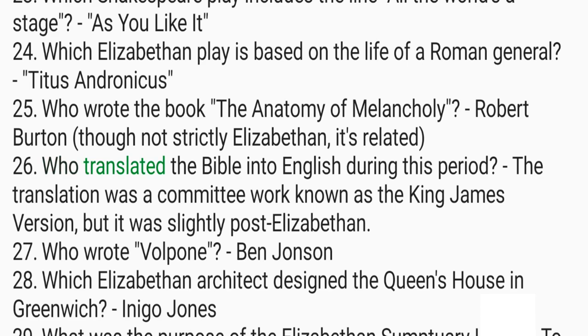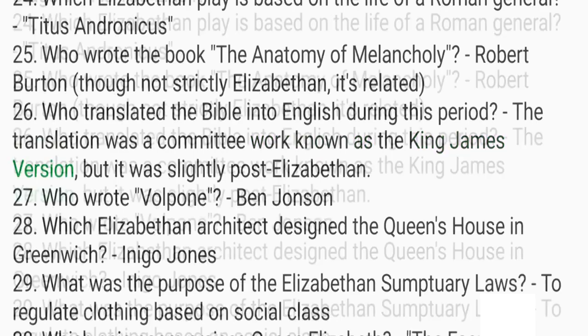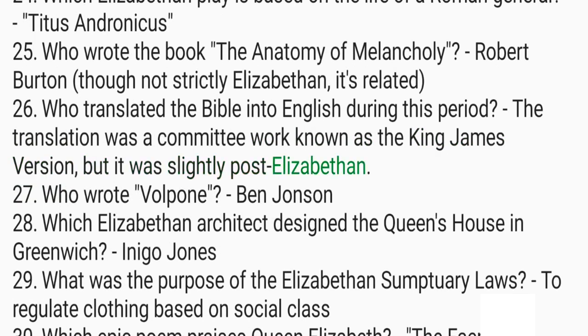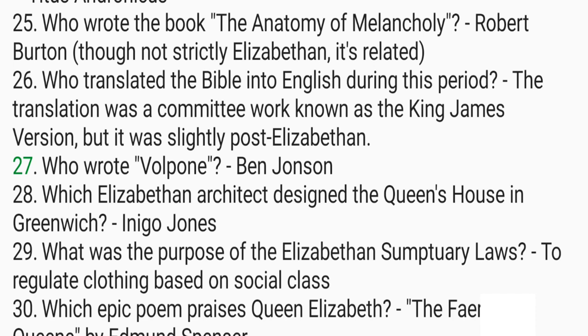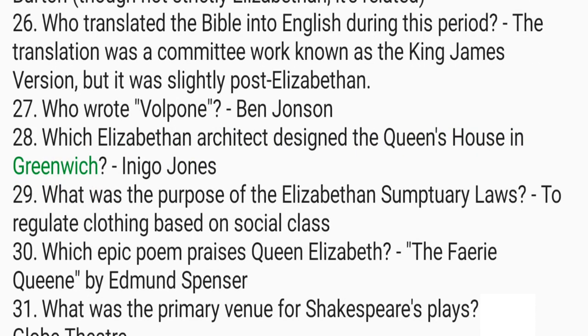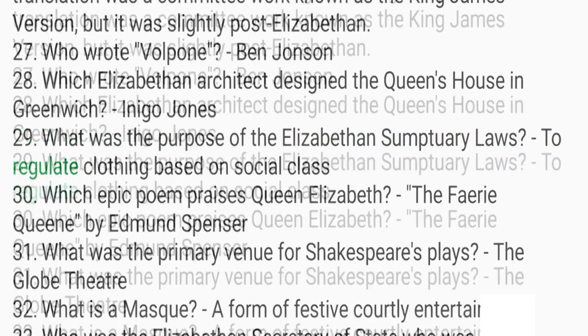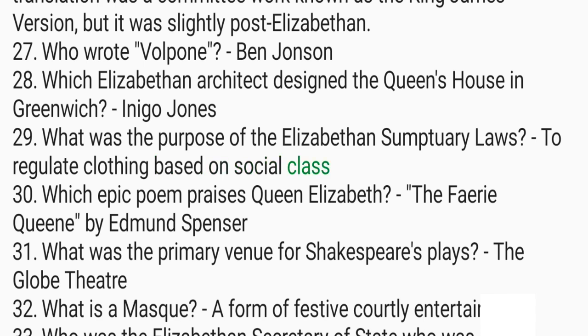26. Who translated the Bible into English during this period? The translation was a committee work known as the King James Version, but it was slightly post-Elizabethan. 27. Who wrote Volpone? Ben Jonson. 28. Which Elizabethan architect designed the Queen's House in Greenwich? Inigo Jones. 29. What was the purpose of the Elizabethan sumptuary laws? To regulate clothing based on social class.